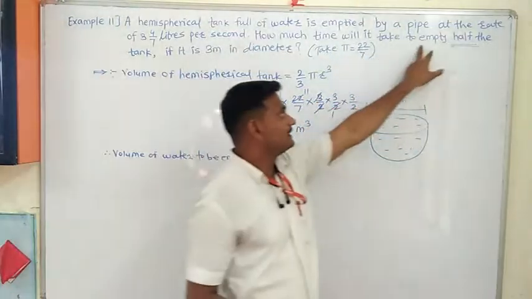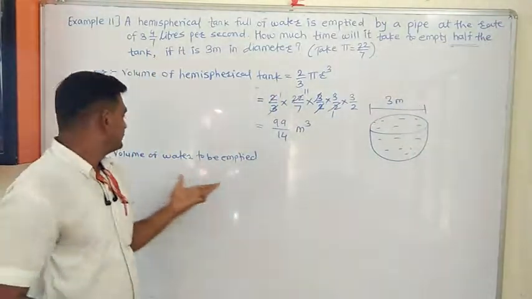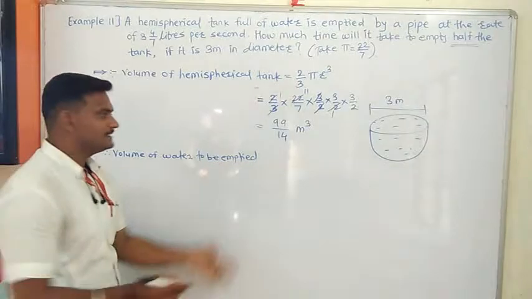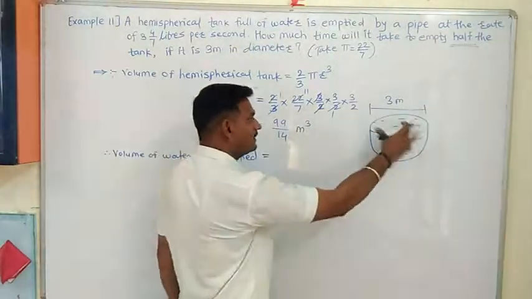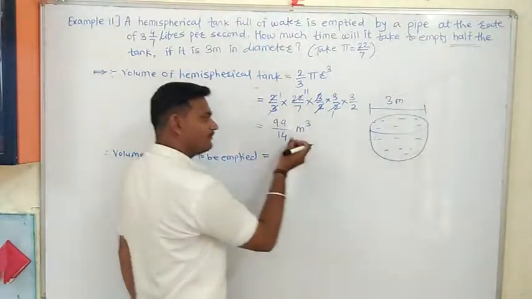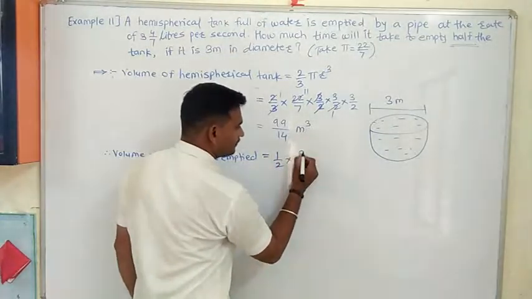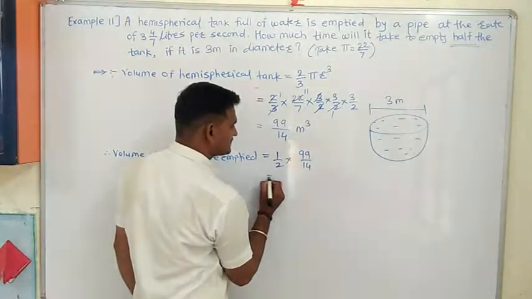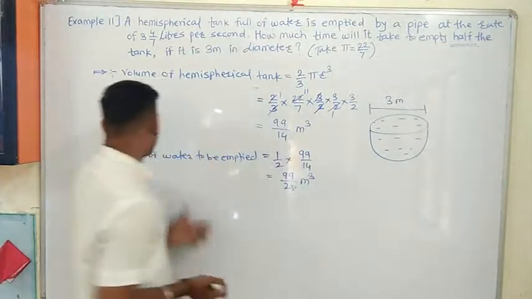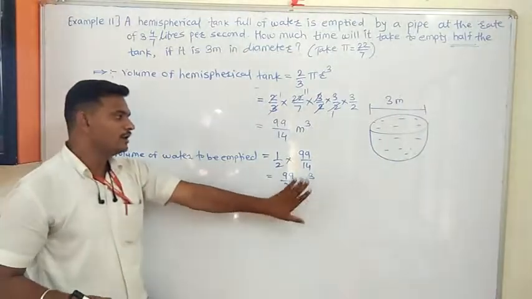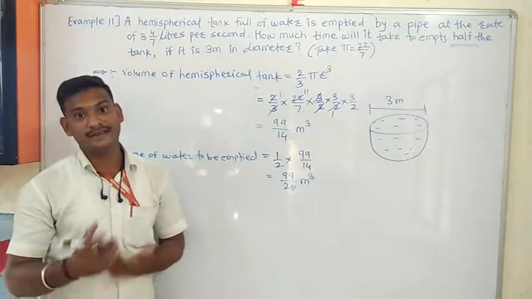See here, how much time will it take to empty half the tank? Half of the tank we have to empty. Therefore, the volume of water to be emptied: this volume is the volume of the entire hemisphere, so we have to take half of this volume. Half of 99 by 14 is 99 by 28 meter cube. We got the volume of water to be emptied as 99 by 28 meter cube. This much amount of water we have to empty.